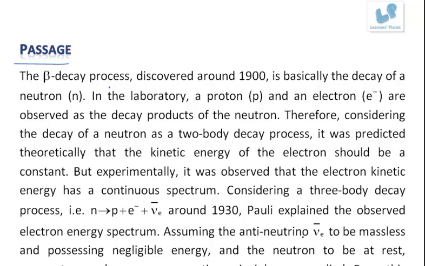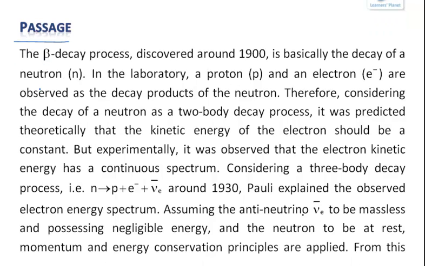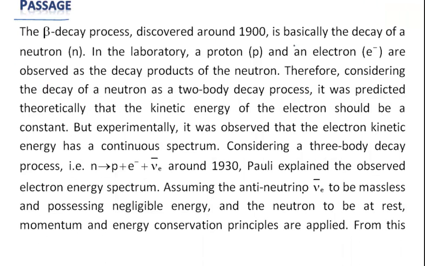Now let us look at the next question. This is a passage based question. The passage is: the beta decay process discovered around 1900 is basically the decay of neutron. In the laboratory, a proton P and an electron are observed as the decay products of the neutron.